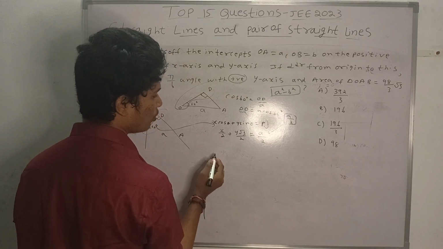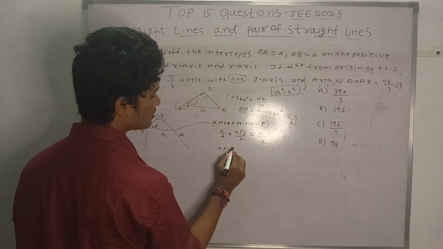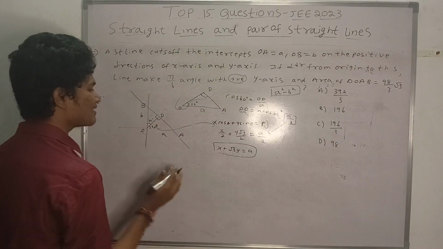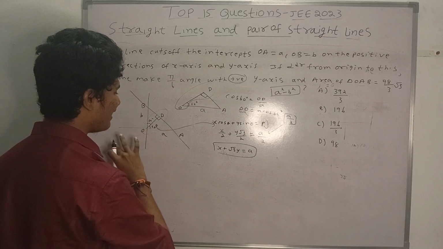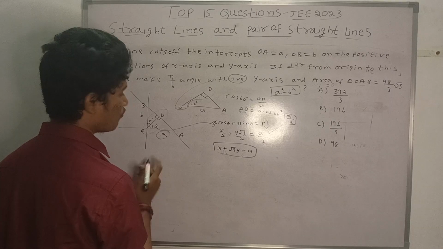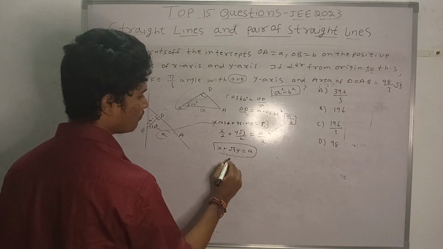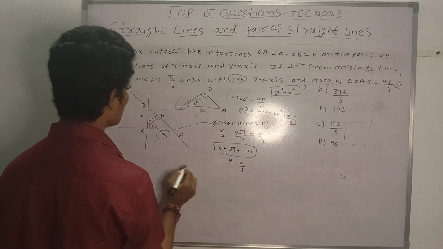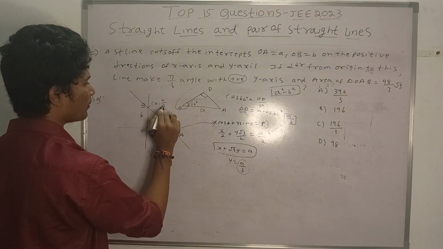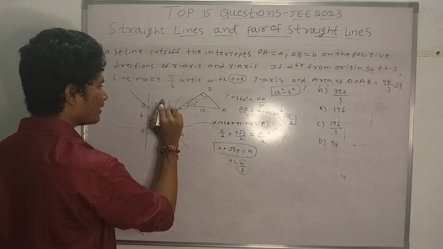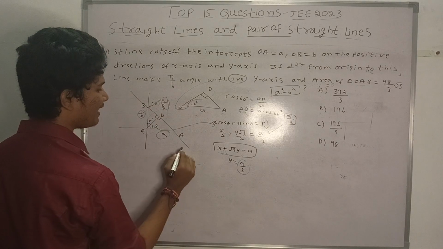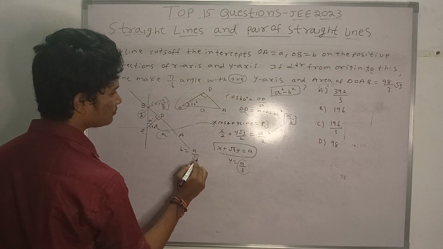When I take 2 common, I will get x plus root 3y equal to A. This is an equation which cuts the x-axis and y-axis. When it is cutting the x-axis, y is 0, that is x equal to A, which I already got. What is the y value? When x equal to 0, y equal to A by root 3. So this is 0 comma A by root 3. This is a length from the positive y-axis, given as B. So I can simply write B equal to A by root 3.